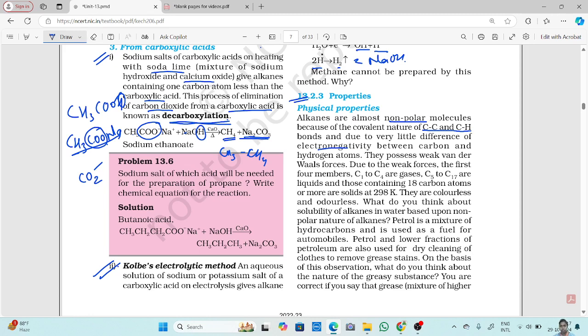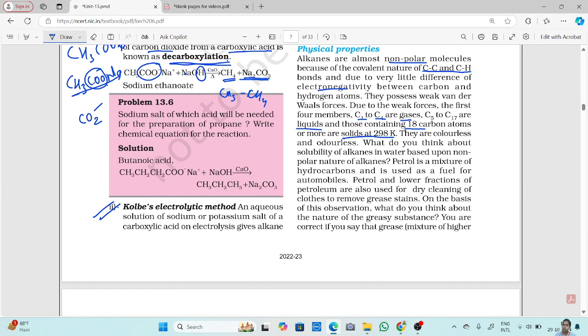Now, they possess weak van der Waals forces. So the force between them is very weak. Due to weak forces, the first four members C1 to C4 are gases. Okay, methane till butane, that is C1 to C4, are gases. C5 to C17 are liquids, and those containing 18 carbon atoms and more are solids at 298 Kelvin. So C1 to C4 are gases, C5 to C17 are liquids, and the ones from C18 and above are solids at normal room temperature. They are colorless and odorless. So all the hydrocarbon compounds are colorless and odorless.